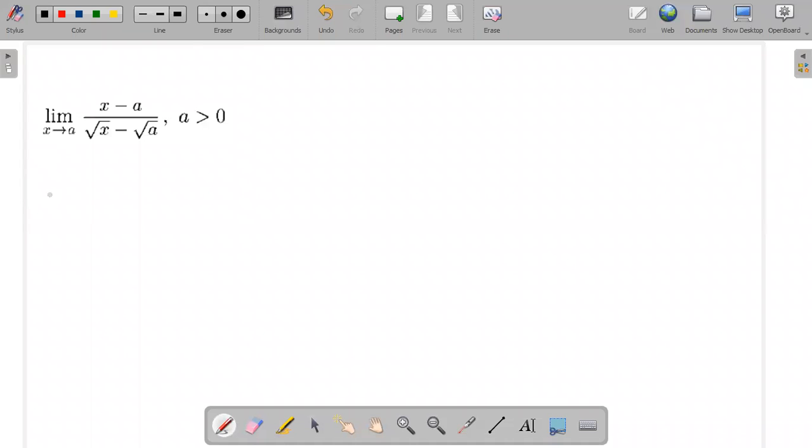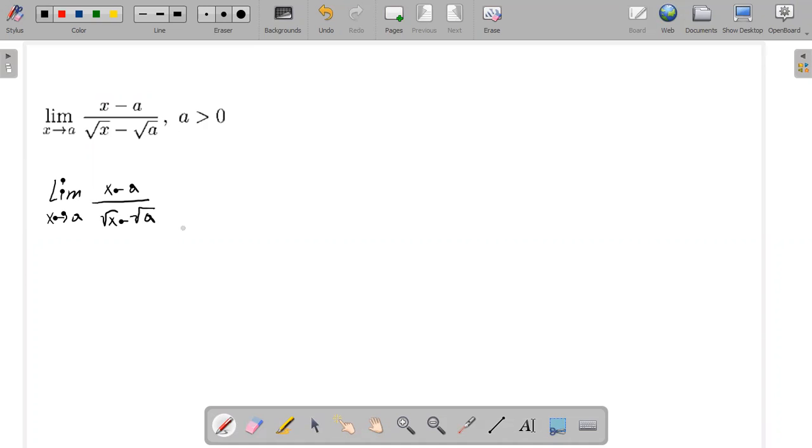Okay, let's see this limit. So we have the limit as x approaches a, and the numerator is x minus a, the denominator is square root of x minus square root of a.